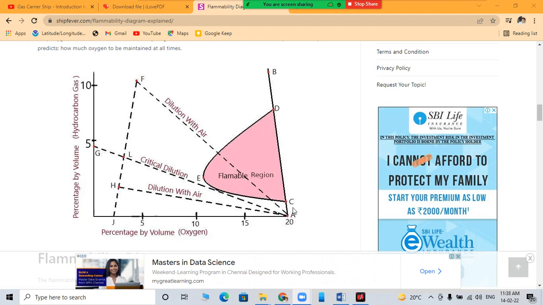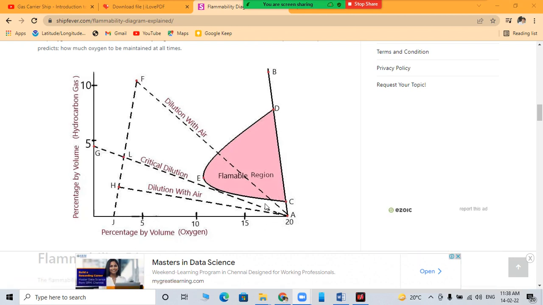But beyond that, after D and before C, these are the limits. Before C is the LFL, and after D is the UFL. So, upper flammable limit and lower flammable limit. Below that there will be an insufficient amount of the hydrocarbon, or insufficient amounts of both, because if only oxygen is there, there will be no cause of fire.